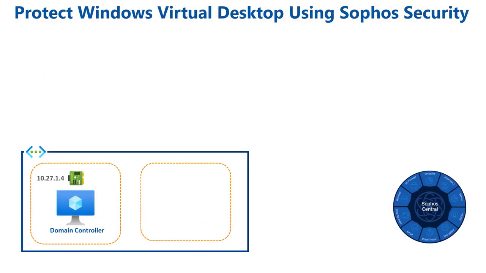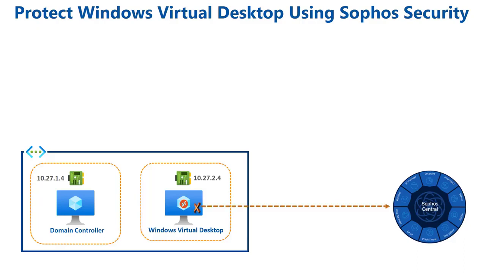So here's the current environment that I have. I have a virtual network in Azure that has two subnets. One of the subnets has a domain controller. In the other subnet, I will be deploying the Windows Virtual Desktop solution, the session host. I will then be protecting that using the Sophos Intercept X solution, which will be registered to Sophos Central, and I'll be able to get policies from Sophos Central into that.